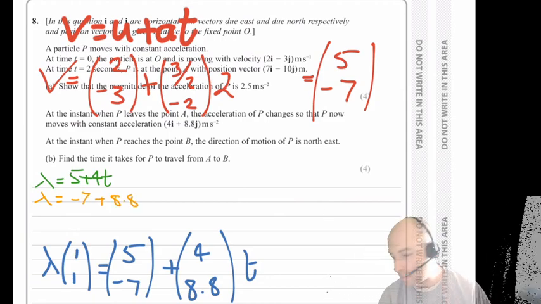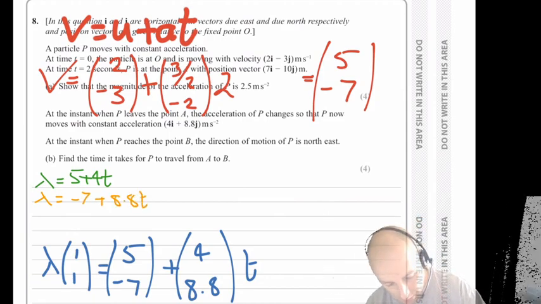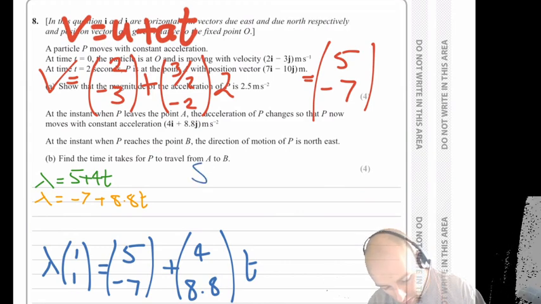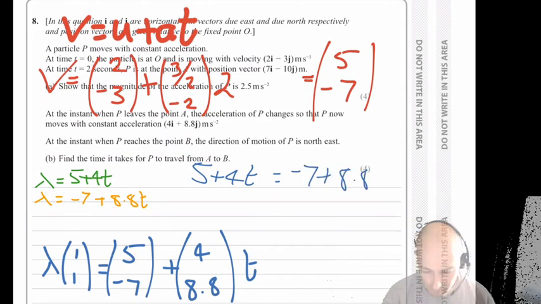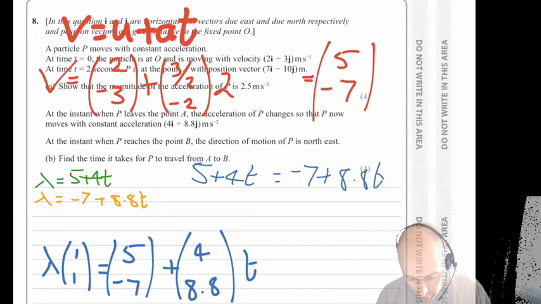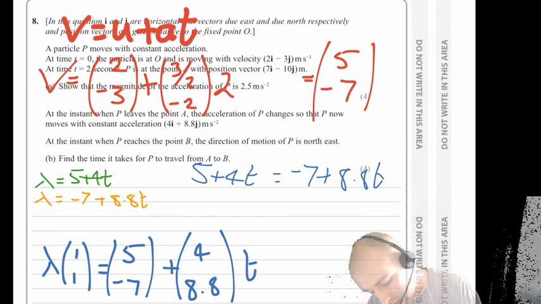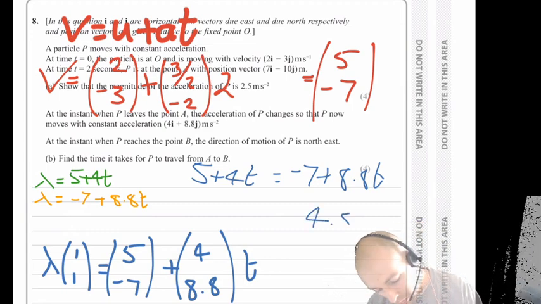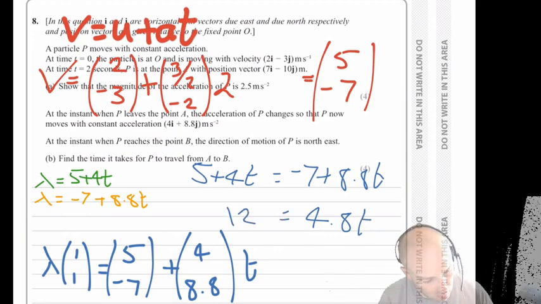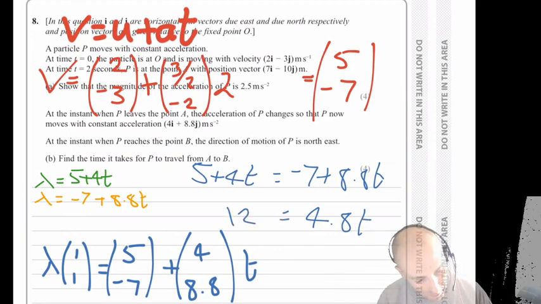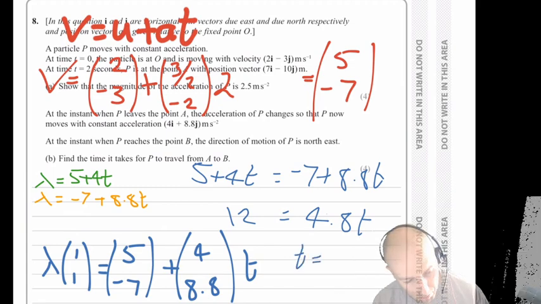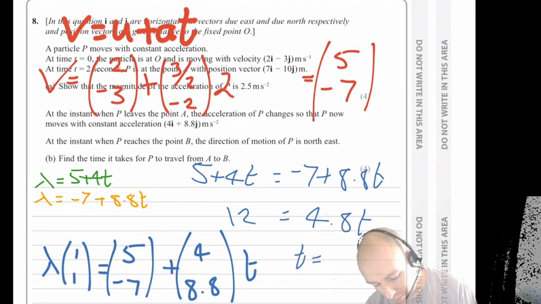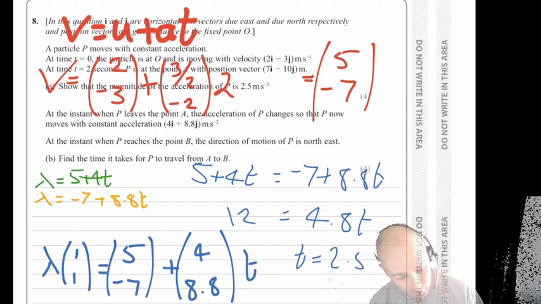We can set those equal to each other because they're both equal to lambda. So we get 5 plus 4t equals minus 7 plus 8.8t. So we get 4.8t equals 12. So we get t equals, interesting, 2.5 again to go from A to B. Cool.